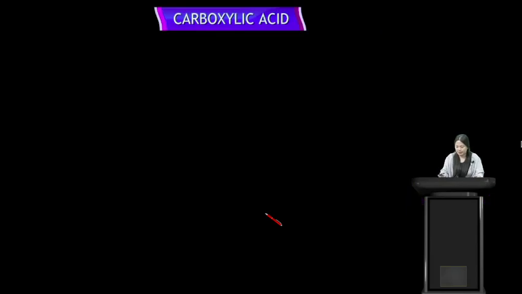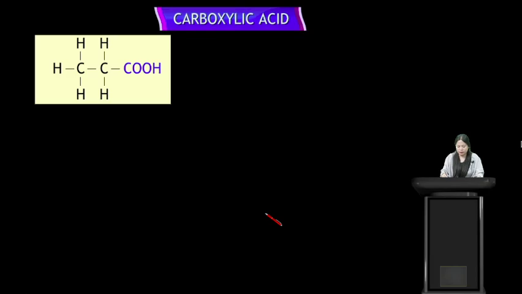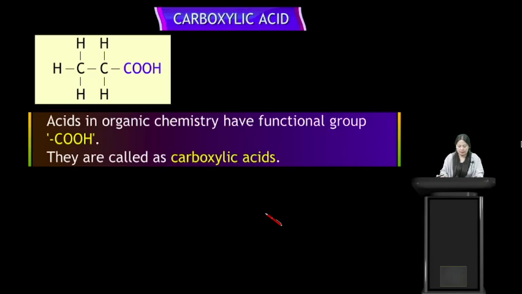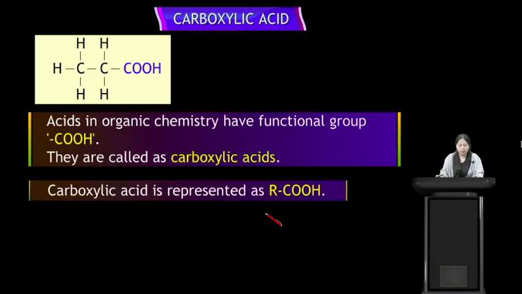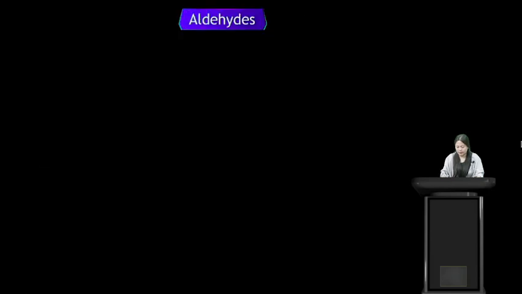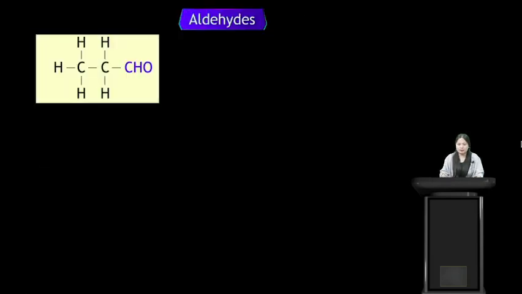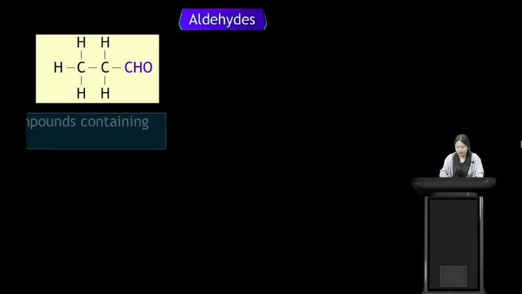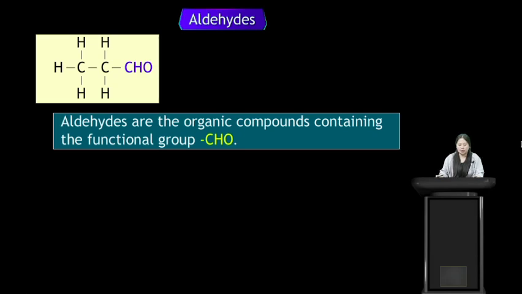Then we have the next is carboxylic acid. If we replace one of the hydrogen atom with COOH, then we will get carboxylic acids. Acids in organic chemistry have functional group COOH and they are called as carboxylic acids. Carboxylic acid is represented by RCOOH. Here R represents the hydrocarbon compound. The next we have is aldehyde. If one of the hydrogen atom is replaced by CHO, we will get aldehyde. So aldehydes are the organic compounds containing the functional group CHO.